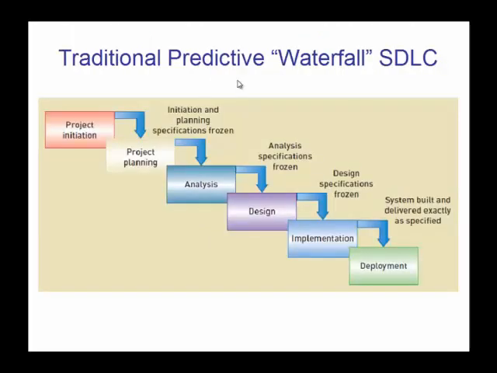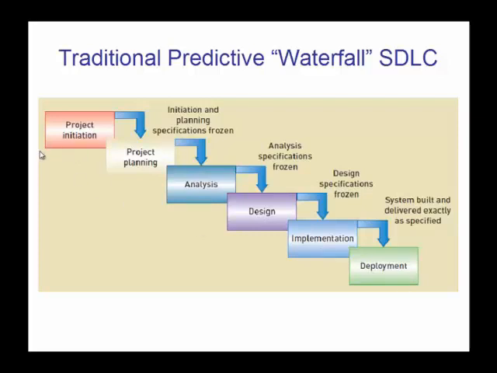This shows a traditional predictive waterfall SDLC. This is the approach to SDLC that's been used from very early age of information system development, meaning all the way back to the 50s and 60s and 70s. These would be typical phases you'd see in a waterfall SDLC: project initiation, project planning, analysis, design, implementation, and deployment.